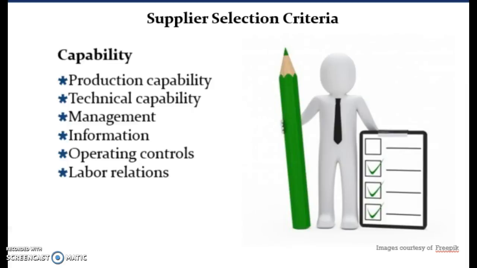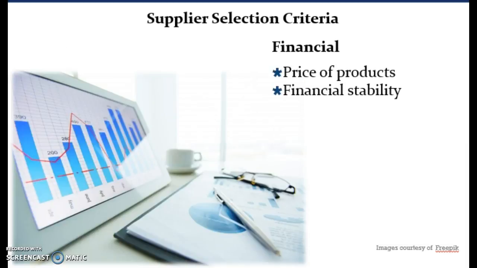Capability. This criterion considers potential suppliers' production facilities and capacity, technical capability, management and organizational capabilities, and operating controls. These factors indicate the supplier's ability to provide a needed quality and quantity of materials in a timely manner. Financial. In addition to price, buying firms are wise to consider the financial positions of potential suppliers. Financially unstable suppliers pose possible disruptions in a long-run continued supply of material.